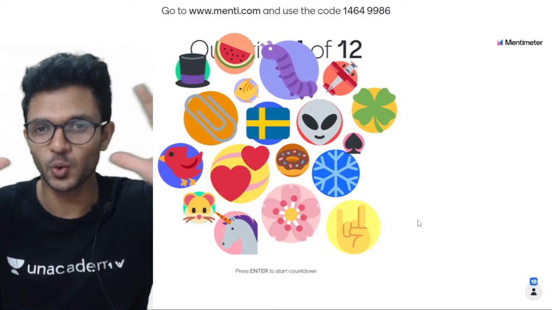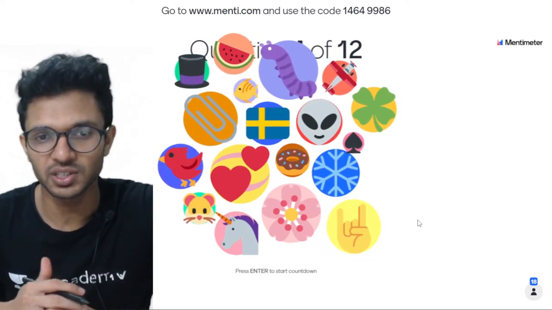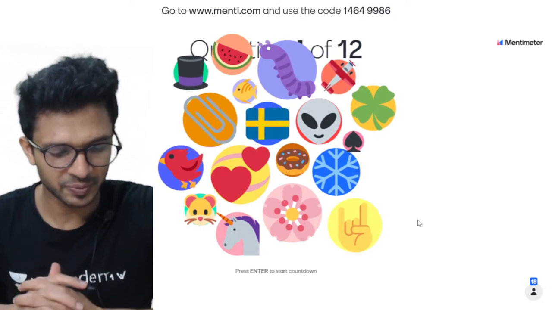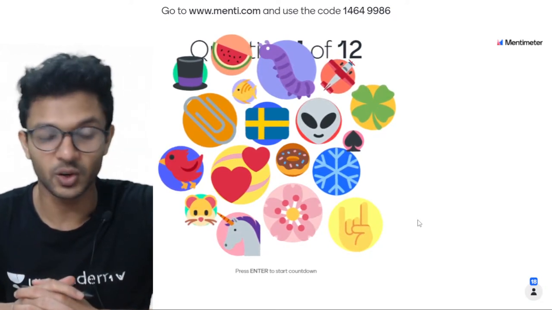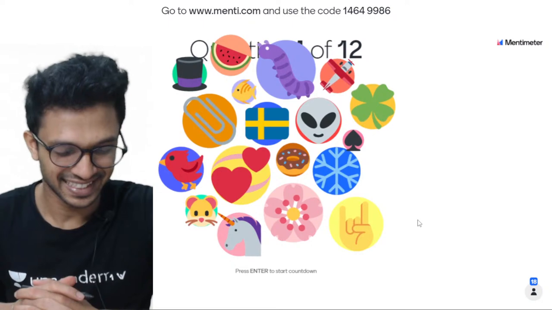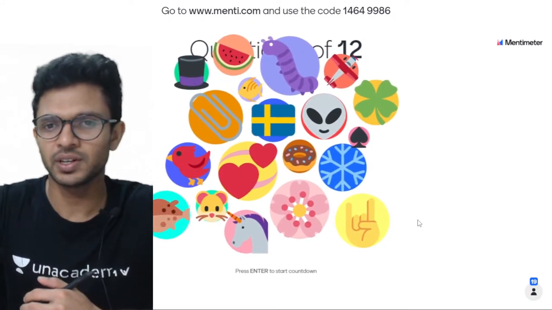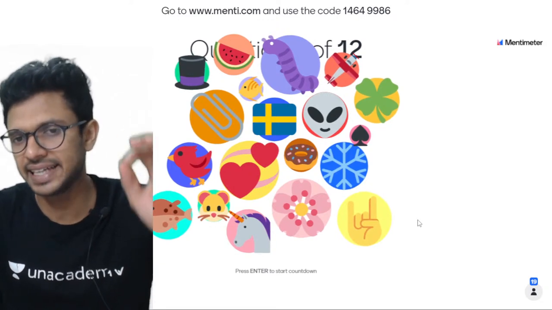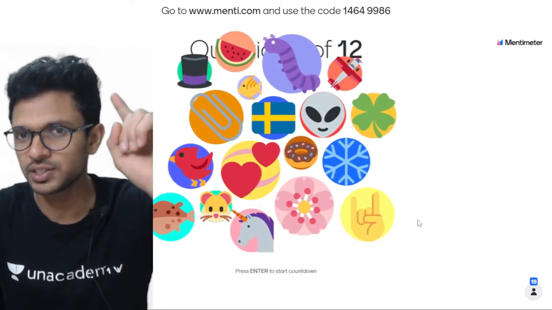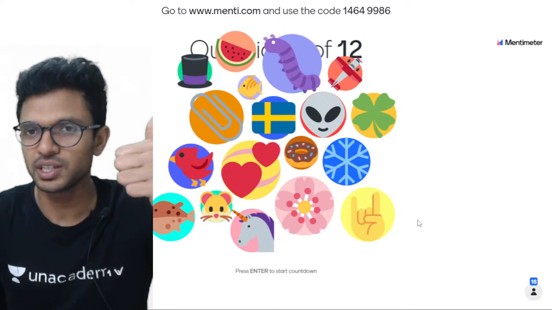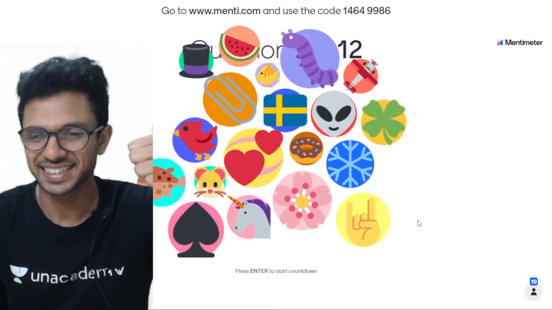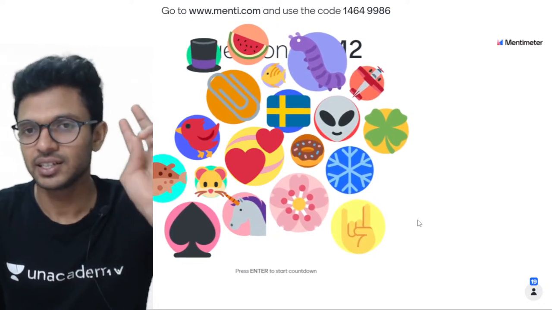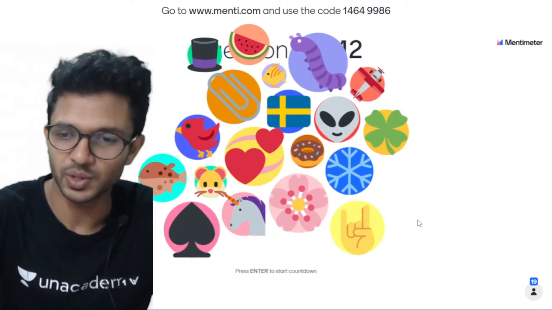So I can see so many varieties of things here. Sakshi joined. Shreya joined. Sana, magician's hat. Okay. Let's do it. Let's crack it. So, has everybody joined? Last 10 seconds to join. You all have last 10 seconds to join. The code is on the top. It's 1464-9986. Last 5, 4, 3, 2, 1. Here we go.